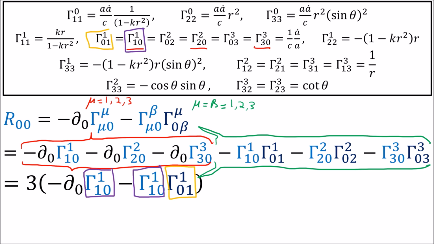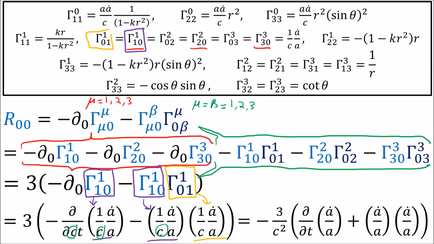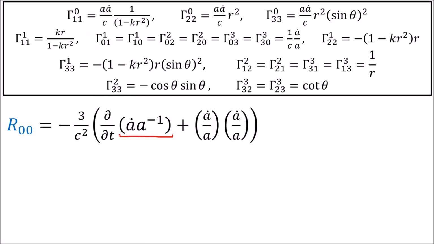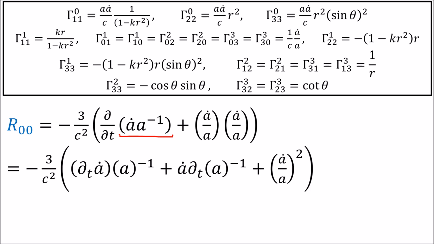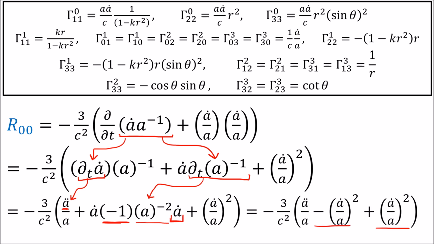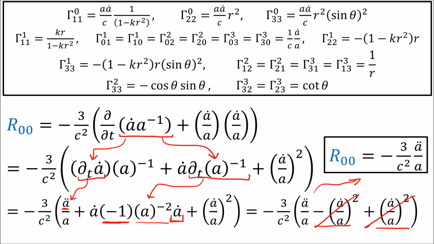Subbing everything in, we can factor out 1 over c squared to the front. Then we'll take the time derivative of a dot times a to the negative 1, which is done with product rule. The derivative of a dot becomes a double dot, and the derivative of a to the negative 1 becomes a to the negative 2 with a negative 1 out in front times the chain rule term of a dot. Notice that these positive and negative terms cancel, so we're left with R00 equals negative 3 over c squared times a double dot over a.